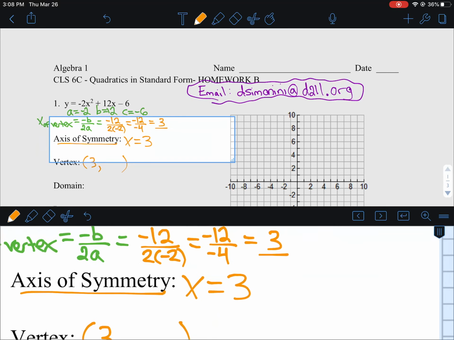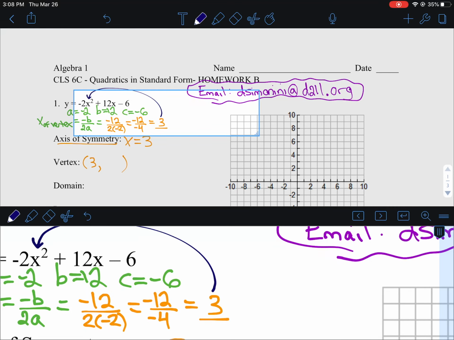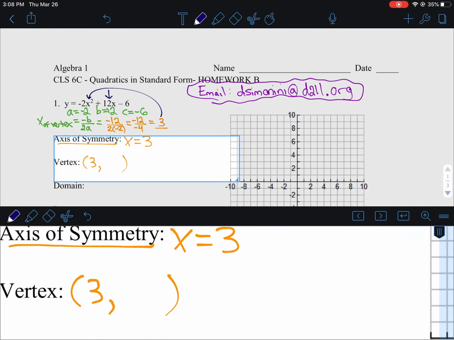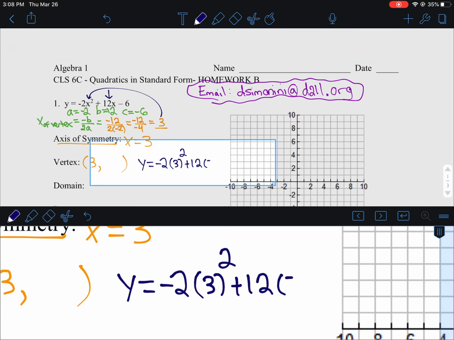Now you have to find the y of the vertex. Now in order to find the y again, what you do is you plug in the x that you found into the equation to figure out the y. So I'm going to put that part here. So y equals negative 2 times, the negative 2 is outside the parentheses, so please be careful with that. So negative 2 parentheses 3 squared plus 12 times 3 minus 6.